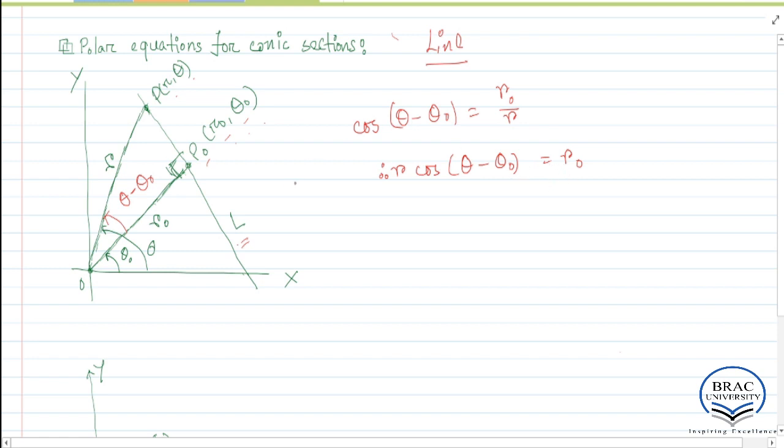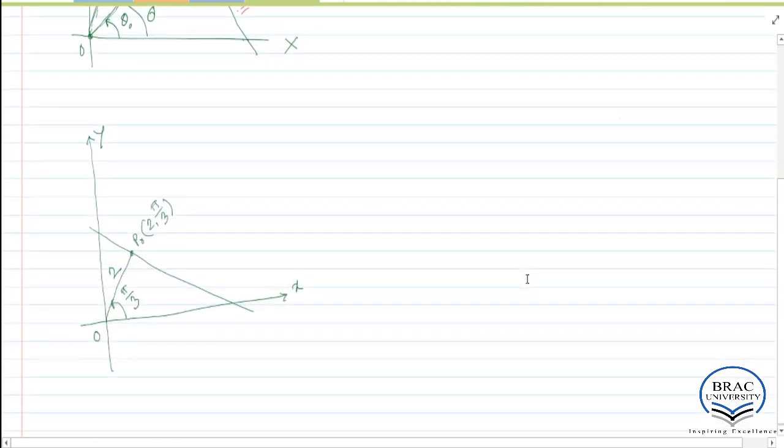So here the radial coordinate r naught and theta naught is any fixed coordinate in the polar coordinate system. So this is our standard equation of a line.